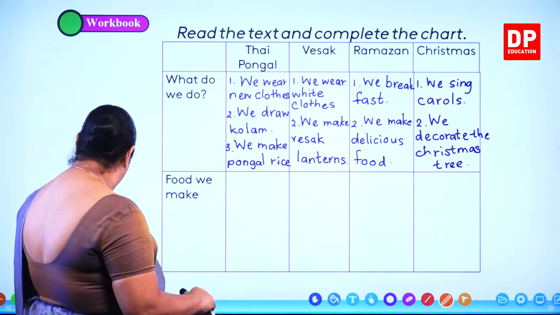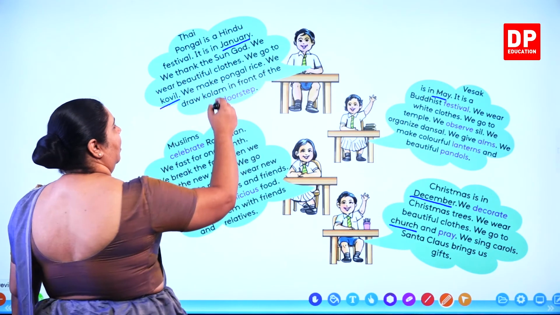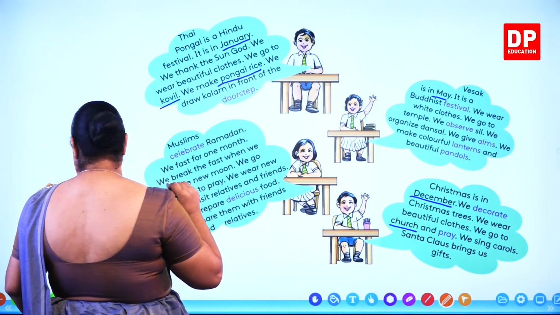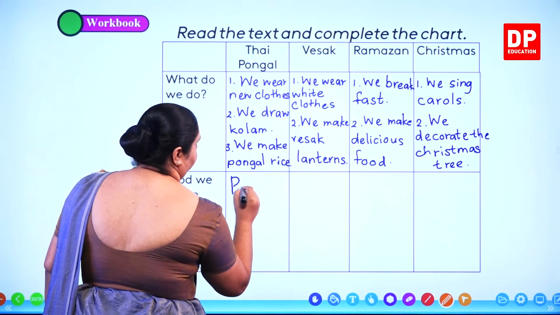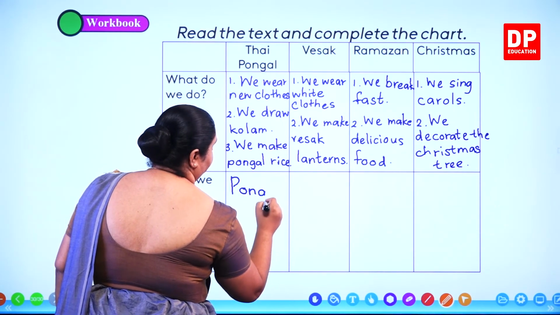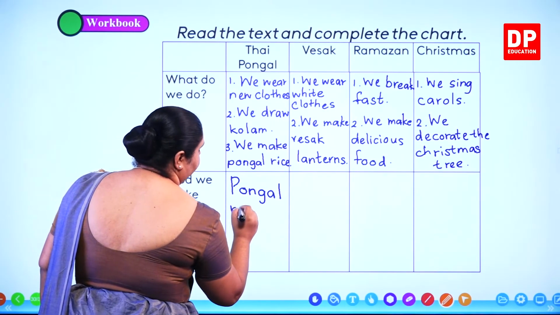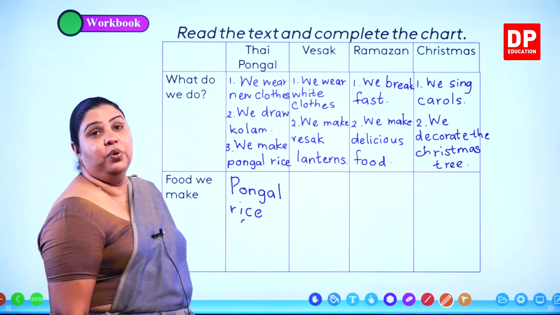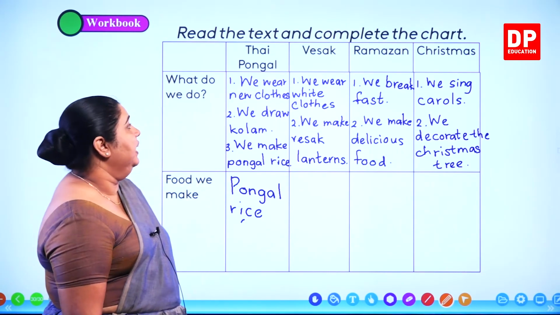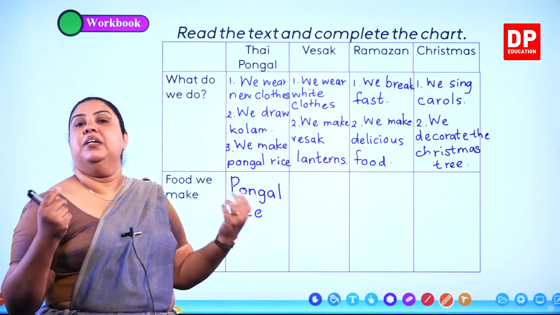What can you remember? On Thai Pongal Day, we make Pongal rice. That is an important thing. Food we make: Pongal rice. For the Thai Pongal Day, we make Pongal rice. Then for Vesak, are there any specific food items that we make?